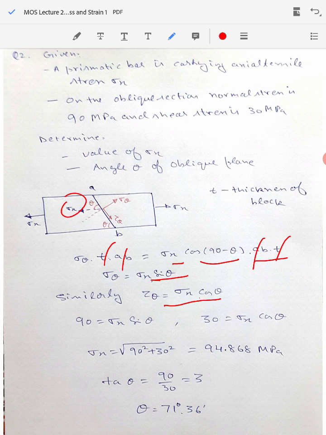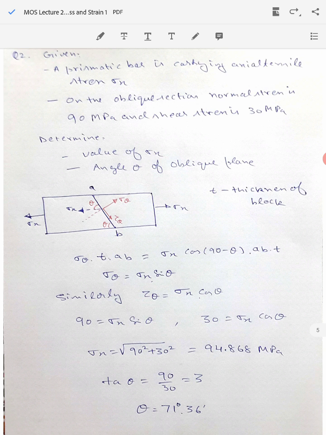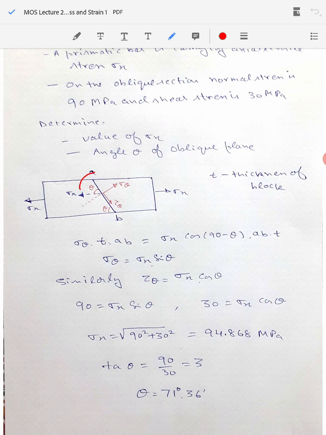Similarly, you can prove that tau theta is equal to sigma x cos of theta, which you can see obviously from the figure also: tau theta is equal to the component of sigma x parallel to AB, that is sigma x into cos of theta. So tau theta will be equal to sigma x cos theta.